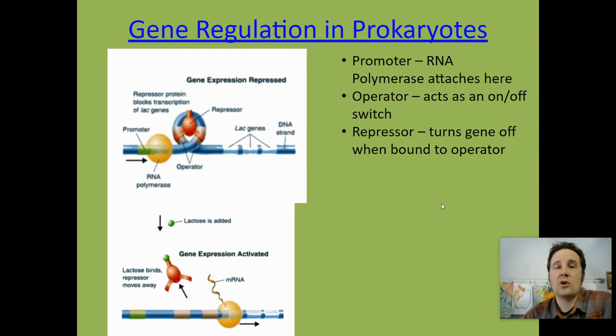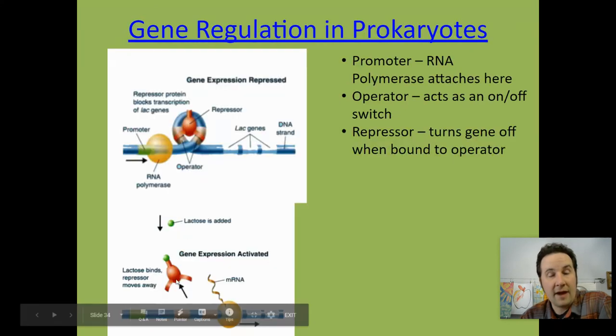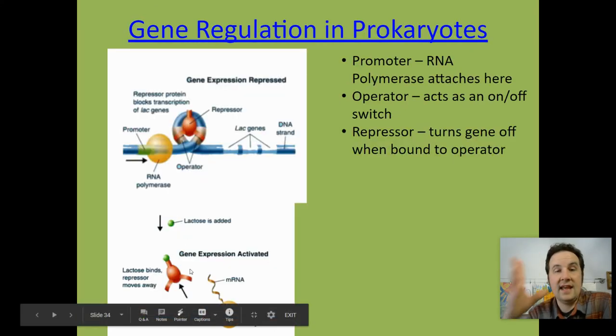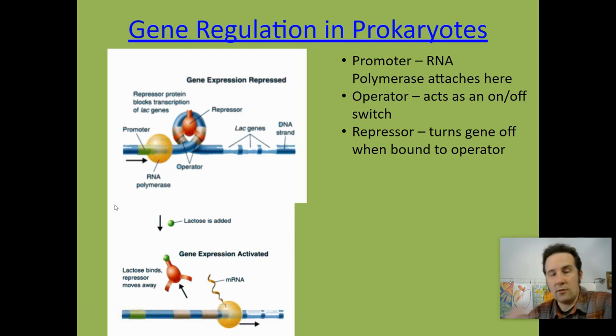Prokaryotes simply coil their DNA when it's turned off. So you can see in the top here that the RNA polymerase comes down, it hits this little loop, and it says, I can't go any further, and that turns that gene off. But as soon as the right molecule binds to that repressor, that repressor releases, the DNA unspools, and the gene is then expressed.